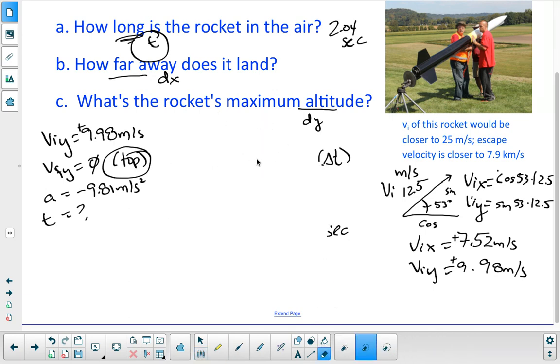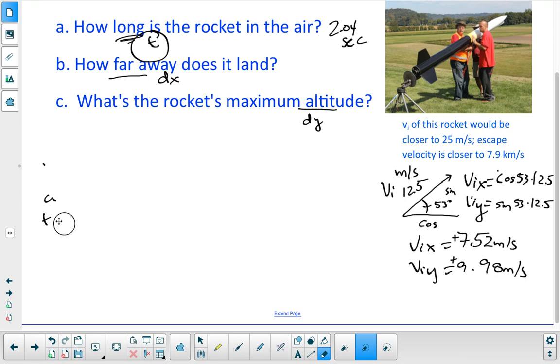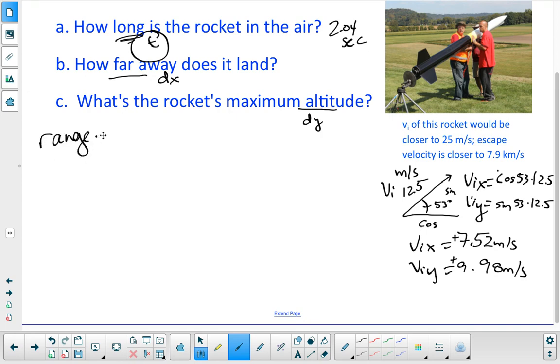All right, question number 2. What else can we do here? Question number 2, how far away does it land? All right, well, if we're trying to find range, now we're not dealing with the y components, now we're dealing with the x components. And again, I've written this before, if we're talking about range, range is dx. And whenever I'm talking about dx, remember, there's one and only one equation that we use for this. Velocity is distance divided by time.